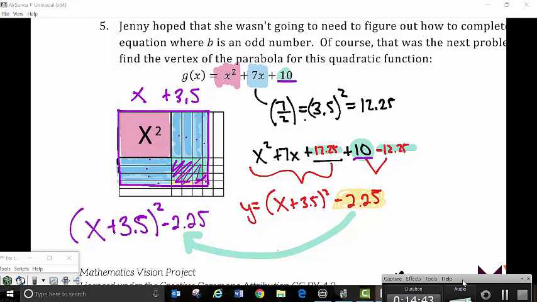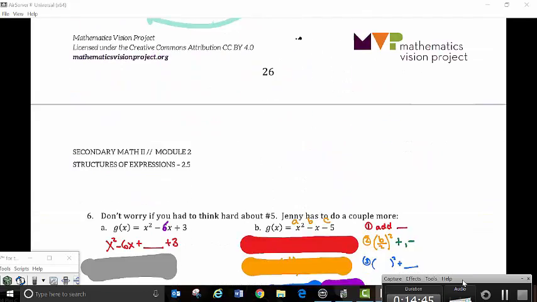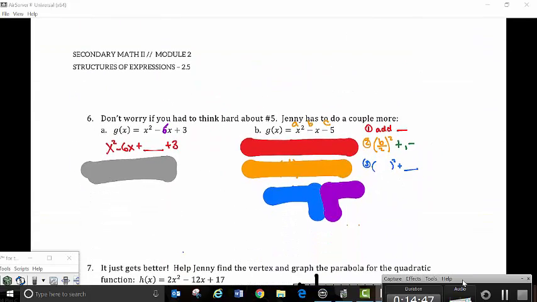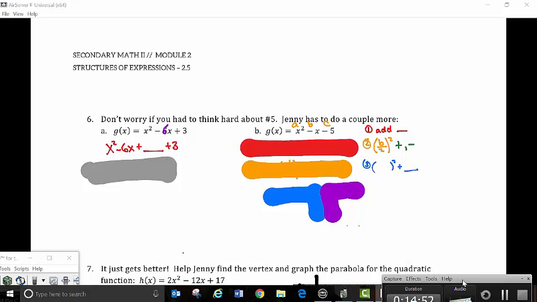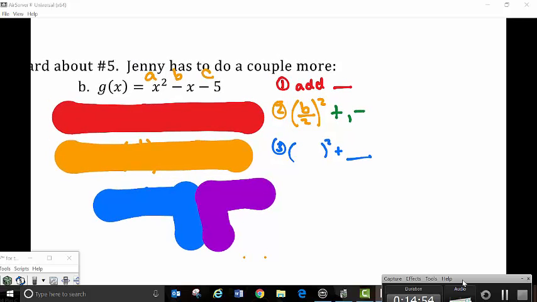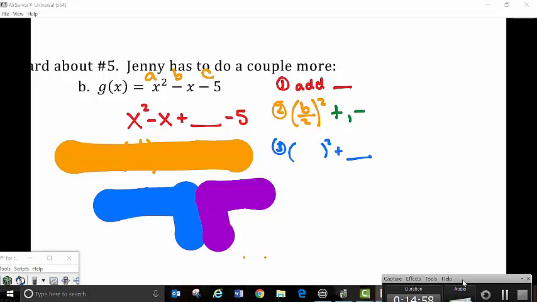Now I'm going to do one without the picture. Here we go. Don't worry if you had a hard time thinking about number 5. Jenny has to do a couple more. And so here's the actual steps. Step number 1, look at the problem and add a space. So that's what I did.